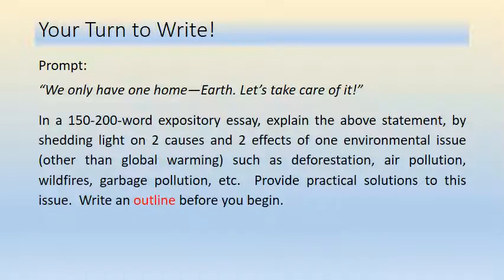Now it's your turn. Of course, this is going to be a graded writing. In a 150 to 200 word expository essay, explain the above statement, which we mentioned earlier, by shedding light on 2 causes and 2 effects of one environmental issue other than global warming, of course, because your sample was global warming, such as deforestation, air pollution, wildfires, garbage pollution. You can write about noise pollution, light pollution, which is increasing. Provide practical solutions to this issue. Write an outline before you begin. This is going to be graded and it's going to have a weight of 2.